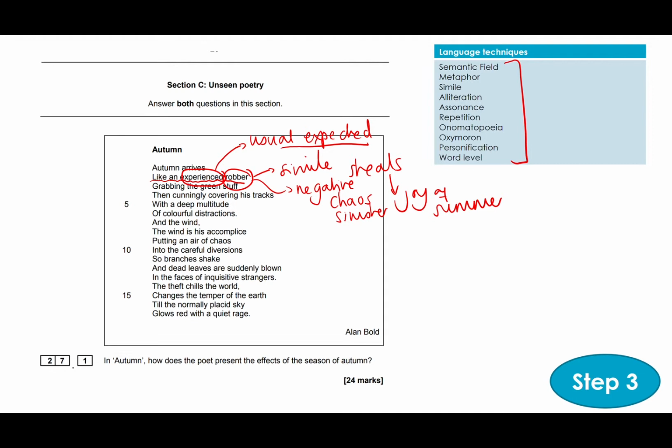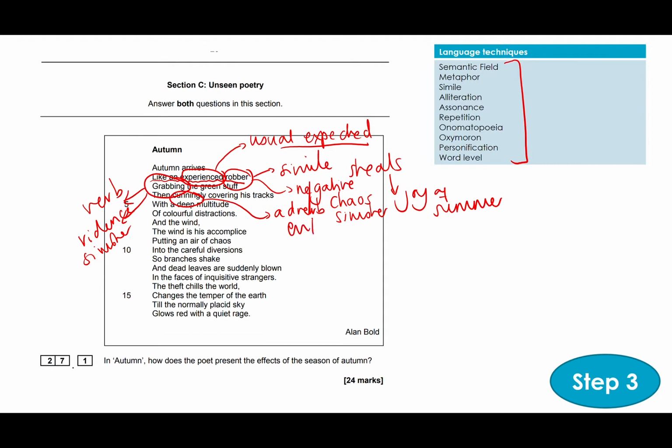Let's keep going. Grabbing the green stuff. That word is a verb, grabbing. If I grab something, that makes me think of almost like a violence. Almost again like a sinister idea. Okay. The green stuff. Then cunningly covering his tracks. Okay, I've got the word cunningly here. It's an adverb. Cunningly suggests it's kind of an evil character.